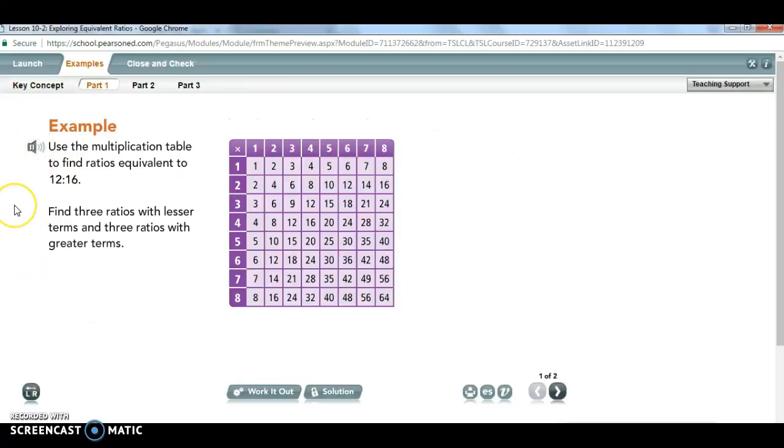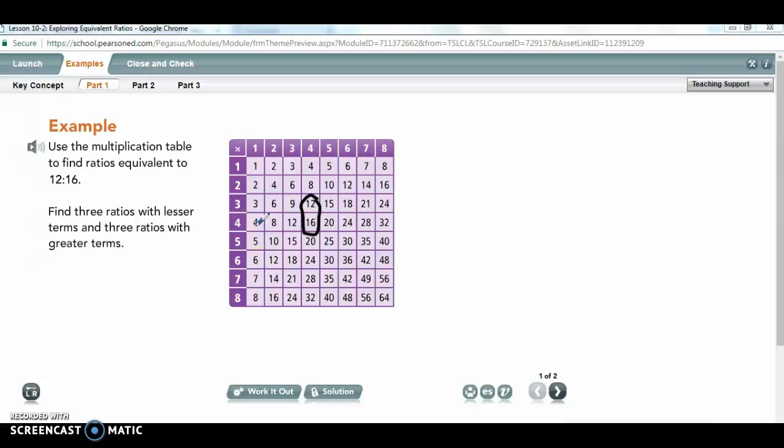Part 1. Use the multiplication table to find ratios equivalent to 12 to 16. Find 3 ratios with lesser terms and 3 ratios with greater terms. What I want to do is find where 12 and 16 meet up. So I see 12 and 16 right here, so I'm going to circle them. And it says find 3 ratios with lesser terms and 3 ratios with greater terms. So my 3 ratios with lesser terms are going to be 9 to 12, 6 to 8, 3 to 4.